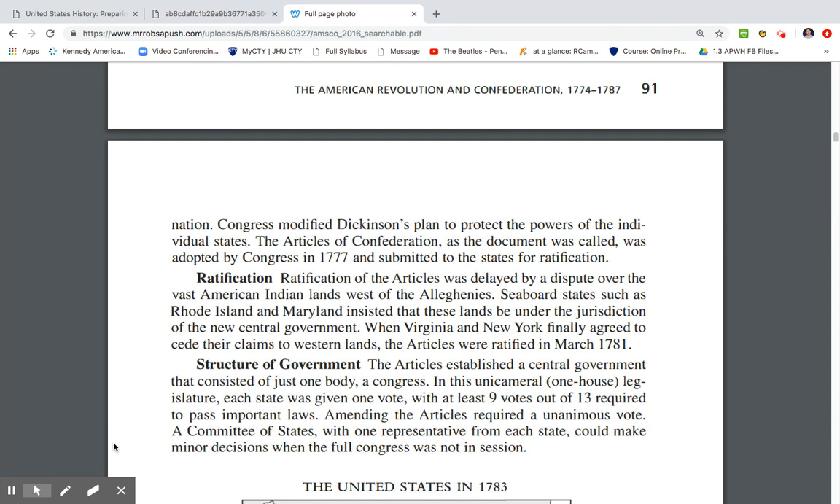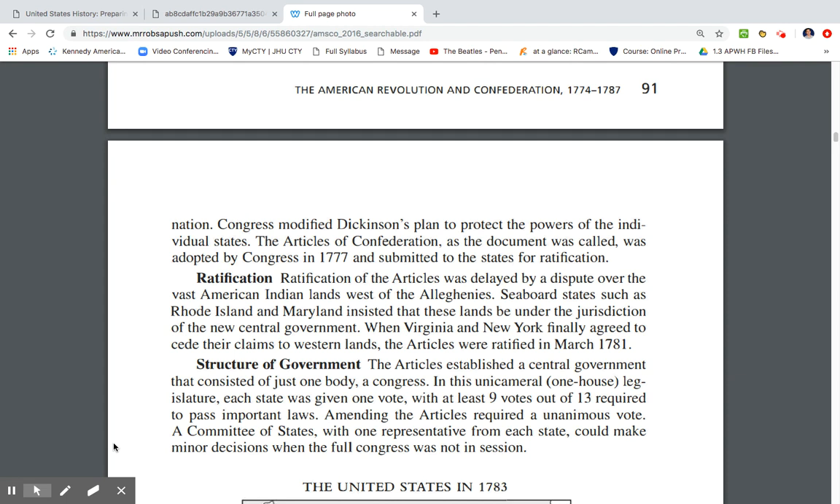Ratification of the Articles was delayed by a dispute over the vast American Indian lands over the Alleghenies. Seaboard states such as Rhode Island and Maryland insisted that these lands be under the jurisdiction of the new central government. When Virginia and New York finally agreed to cede their claims to Western lands, the Articles were ratified in 1781.